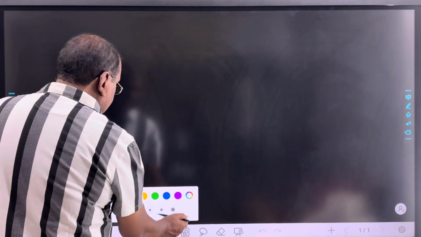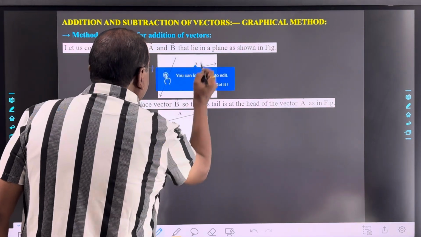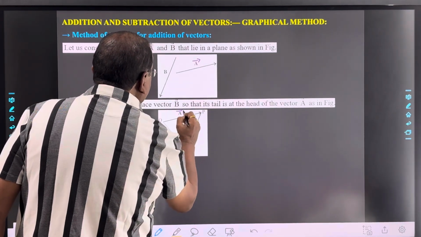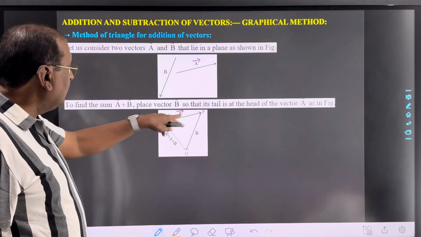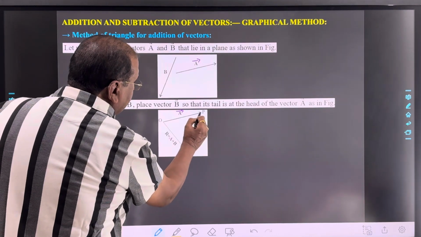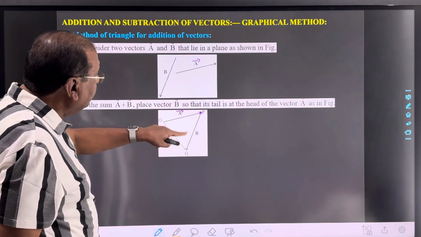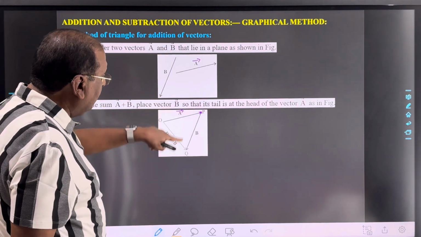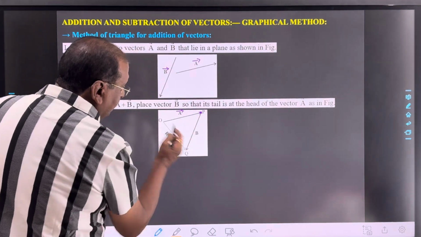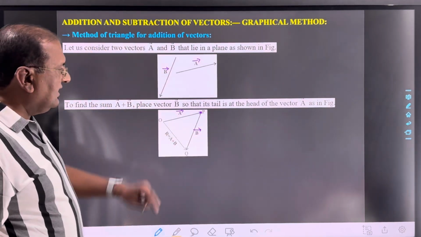Now see, so we can write now this vector A and this vector OP are the same, so we can say vector OP is vector A. Similarly, if we prepare another vector from the head of vector A, that is the head of vector OP, from that prepare another vector PQ, which is parallel to B, and the magnitude of PQ is equal to the magnitude of B. So we can say this vector B and vector PQ are both identical. So we can say vector PQ is vector B.